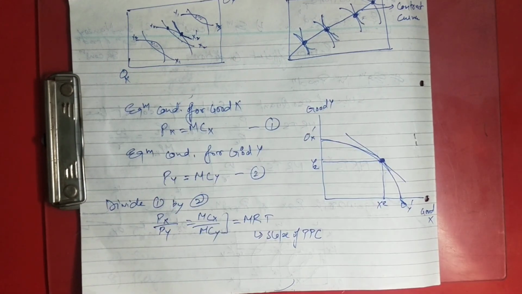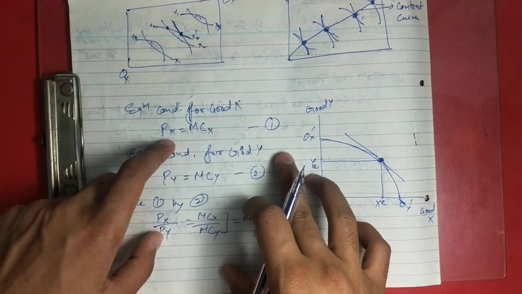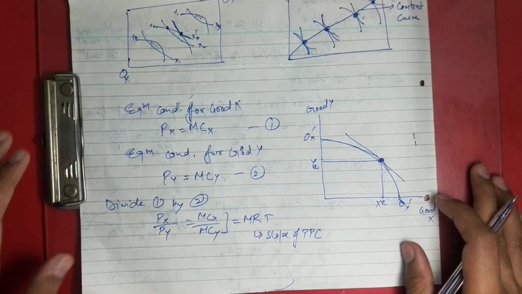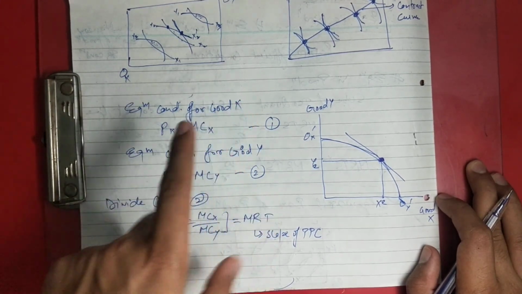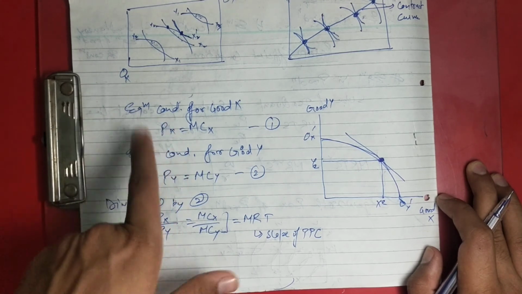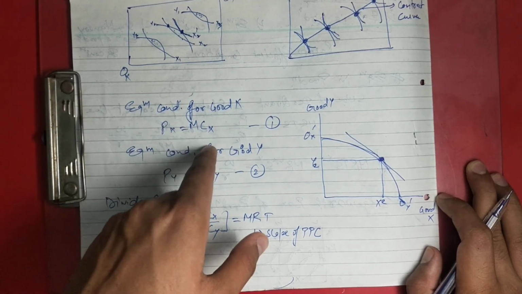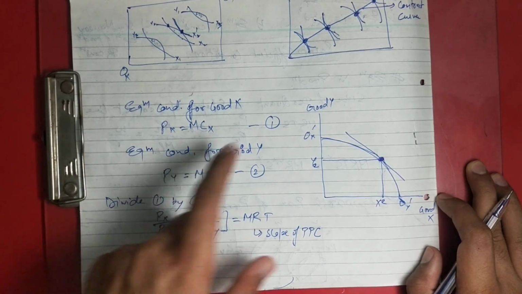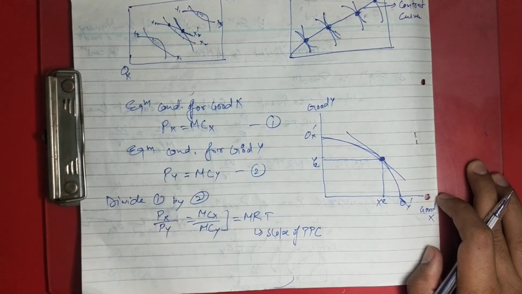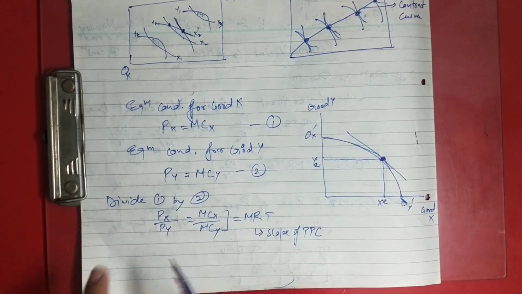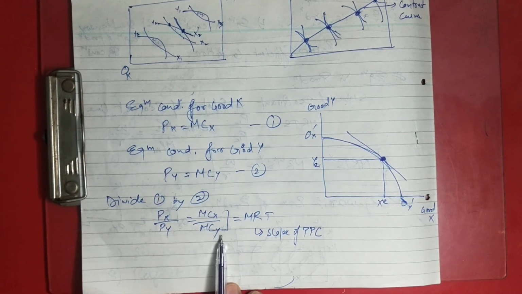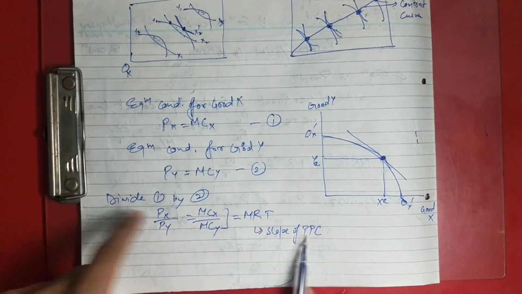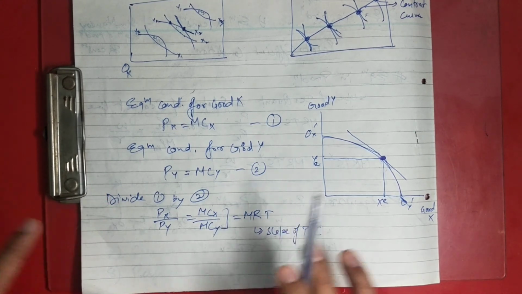Now I have already written the condition so that we don't waste our time. What will be the equilibrium condition for good X? You already know it's perfect competition, so it will be MC equal to price. So Px is equal to MCx. Similarly for Y, Py is equal to MCy. Now if you divide 1 by 2, you will get Px upon Py is equal to MCx upon MCy. And we already know what this is: this is the slope of the PPC, which is the marginal rate of transformation.